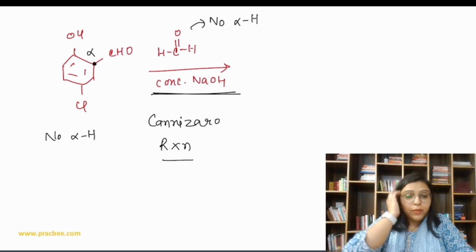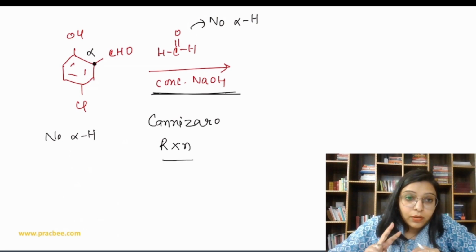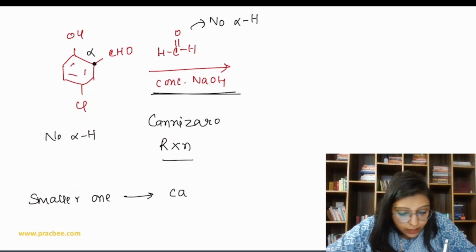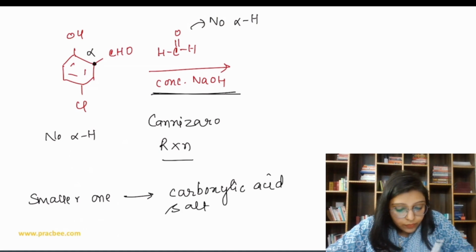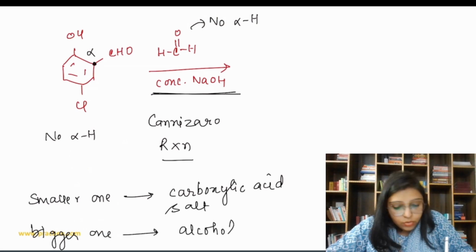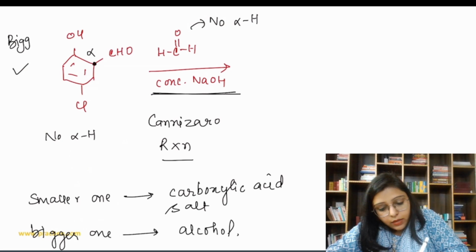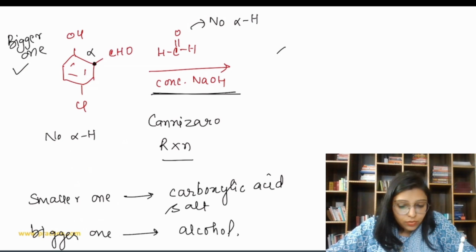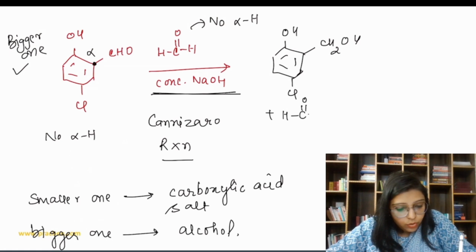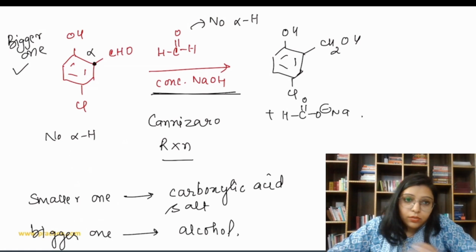So what is the way to memorize? In Cannizzaro we have a redox reaction. So the smaller one is converted to carboxylate or carboxylic acid salt, and the bigger one is converted to alcohol. So this is the bigger one, right? This is the bigger one. So this is the trick basically. So here we write OH, CH2OH, and this is Cl plus HC double bond O minus Na plus. Clear? So we get this.